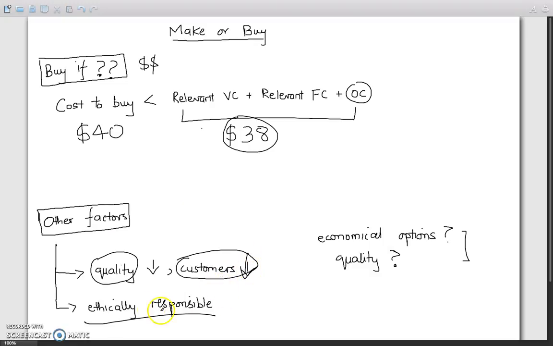So basically, those are two factors that I can think of when it comes to deciding whether you want to make or buy your own products. And again, guys, on the exam, you're going to be presented with a case. So you're going to want to present both the quantitative and the qualitative aspect of either decision.